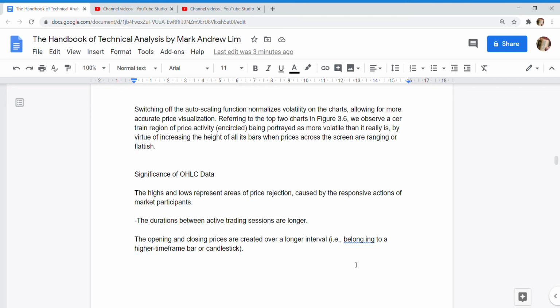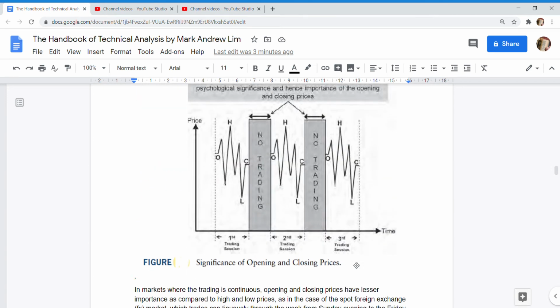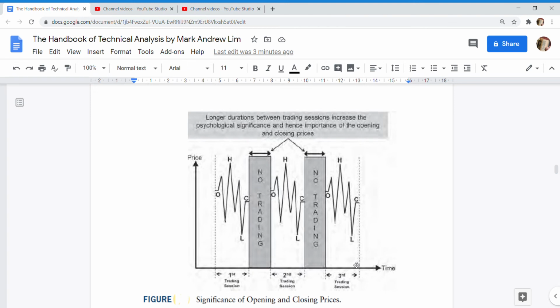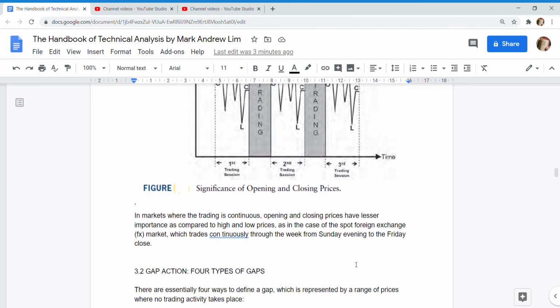Significance of OHLC data. The highs and lows represent areas of price rejection caused by the responsive actions of market participants. The durations between active trading sessions are longer. The opening and closing prices are created over a longer interval, belonging to a higher timeframe bar or candlestick. In markets where the trading is continuous, opening and closing prices have lesser importance as compared to high and low prices, as in the case of the spot foreign exchange (FX) market, which trades continuously through the week from Sunday evening to the Friday close.